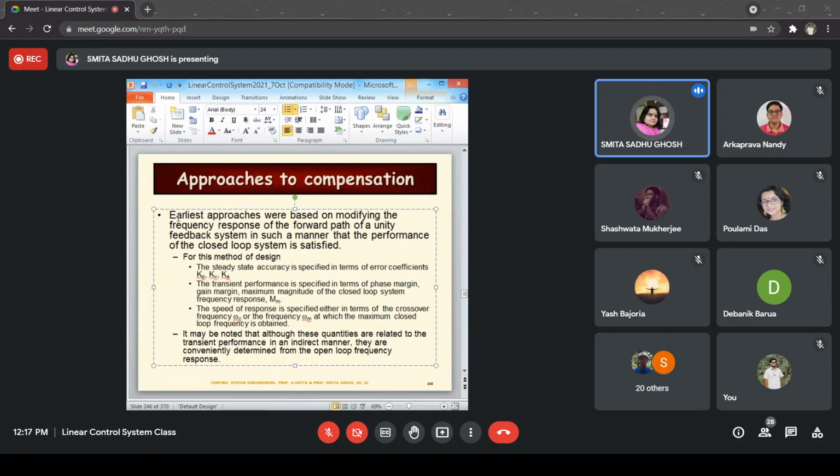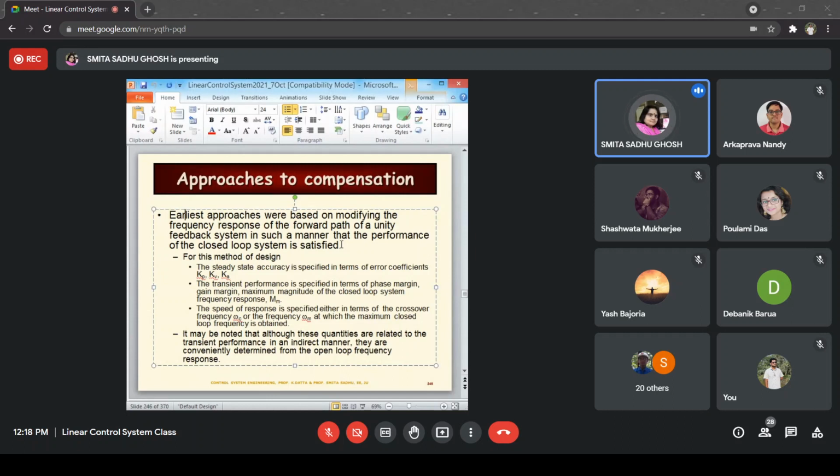The earliest approaches to compensation were based on modifying the frequency response of the forward path of a unity feedback system in such a manner that the performance of the closed loop system is satisfied. So if you have a system, you can get the frequency response, and then you may try to make that frequency response match the response you would be requiring for your system. You know that after compensation, I must have such and such a gain margin, such and such a phase margin, and all that.